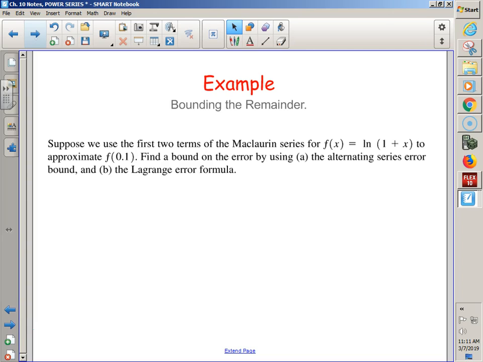So here we go. Let's try to figure this out and see what's going on. Suppose we use the first two terms of the Maclaurin series for ln of 1 plus x to approximate f of 0.1. We want a special Maclaurin so that we don't have to do all the work of f prime, f double prime, f triple prime. Sweet.